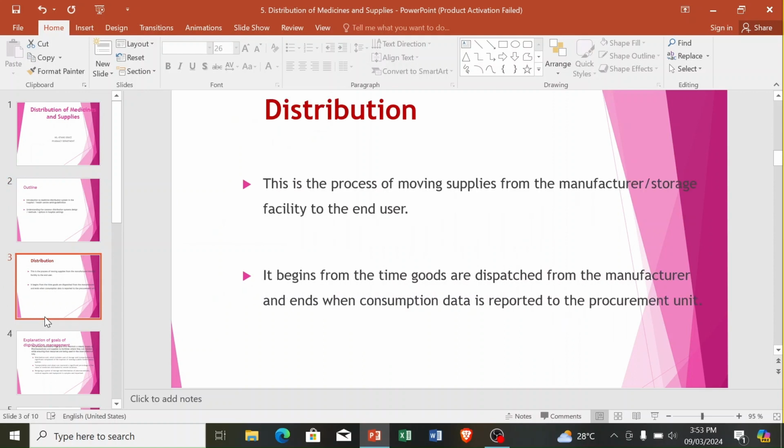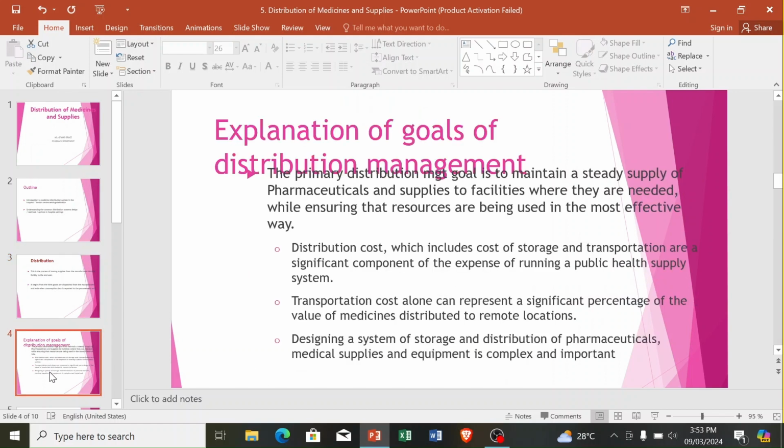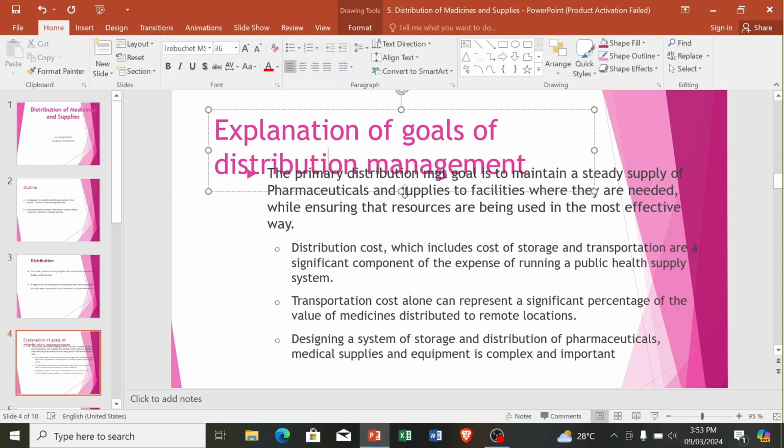So distribution is the process of moving supplies from the manufacturer or storage facility to the end user. It begins from the time goods are dispatched from the manufacturer and ends when consumption is reported to the procurement unit. And then you see that explanation of distribution.